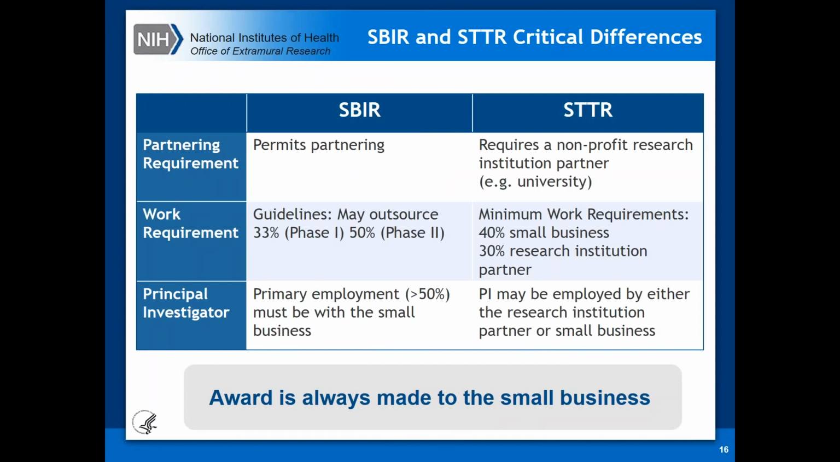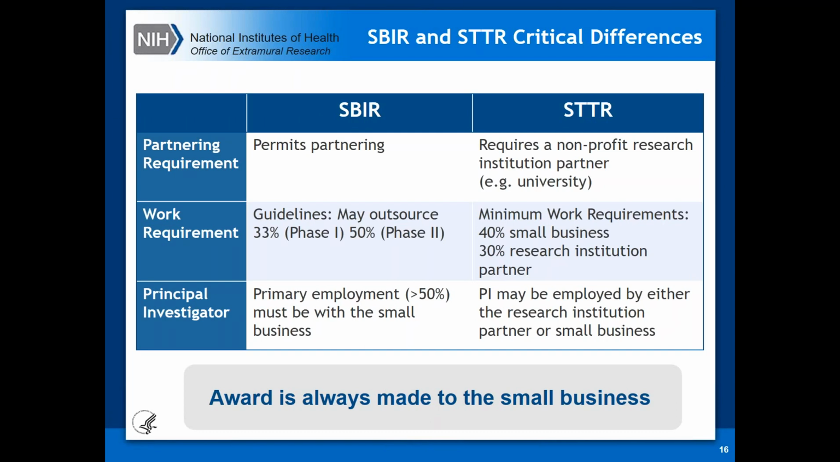Okay, next slide, please. This slide talks about the SBIR and STTR critical differences. As you can see, under SBIR, partnering is permitted, but under STTR, partnering is required with a nonprofit research institution partner, for example, a university, as we talked about earlier. Under the work requirement, for SBIRs you may outsource 33% under phase 1, or up to 50% in phase 2. In other words, the small business concern must do two-thirds of the work in phase 1 and at least 50% in phase 2.